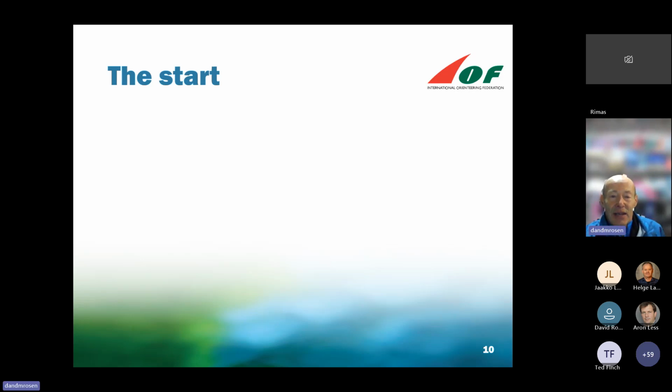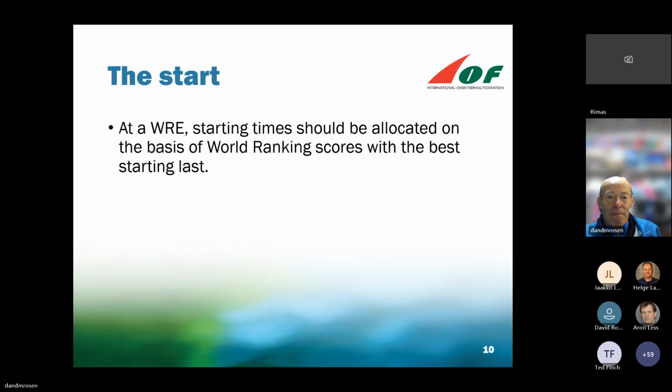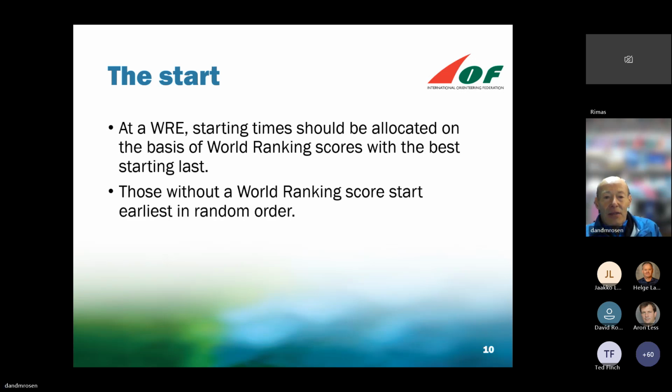Now I'm just going to have a look at some of the things around the start. At a World Ranking event, starting time should be allocated on the basis of world ranking scores, with the best starting last, and David Roach already mentioned that. There are occasions when that isn't going to happen. For example, if you have 2 world ranking events, one after the other, it may be that you base the starting order of the second race on the results from the first race. And those without a world ranking score start earliest in random order.